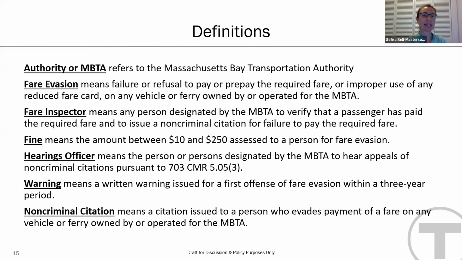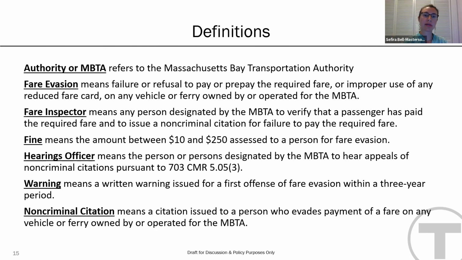So a fine is the amount between $10 and $250. If you remember, that's the sort of brackets, the limitations that were put on us in the new law, and that's assessed to a person for fare evasion related to a citation. A hearing officer: you're going to hear me talk in a minute about the different means that you can appeal, and one of them is a live hearing, and that is conducted by a hearing officer, and that's the person that was designated by the T to hear appeals of non-criminal citations related to these regulations.